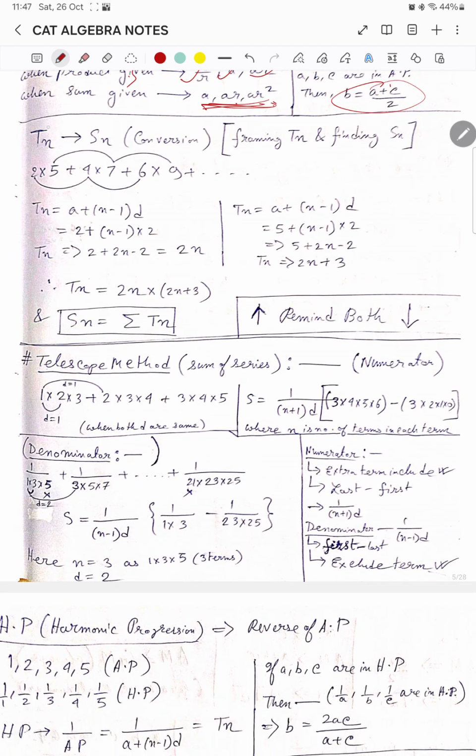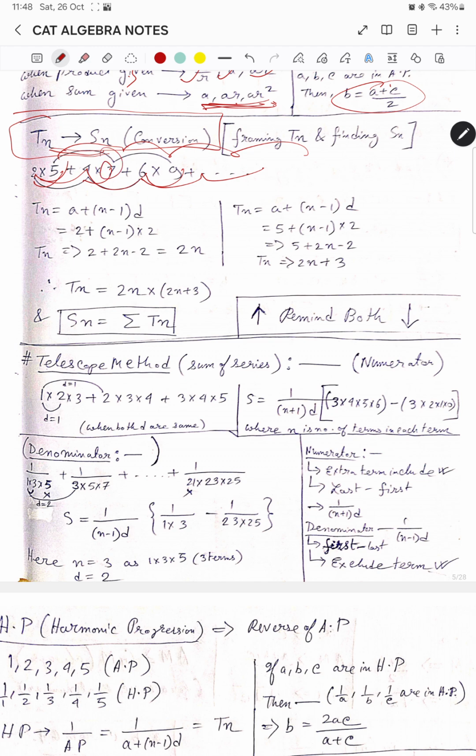And the next thing was the Tn to Sn conversion journey. When you know Tn, how do you go to Sn? If you see the series 2 into 5 plus 4 into 7 plus 6 into 9, the 2, 4, 6, 8 is in one AP, and 5, 7, 9 is another AP.